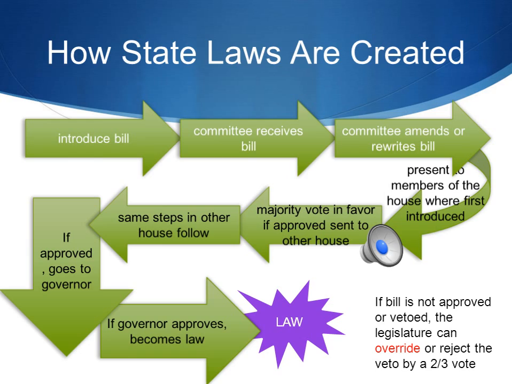If it's not approved and it's vetoed, the legislature can override or reject the veto. But it takes a 2/3 vote.